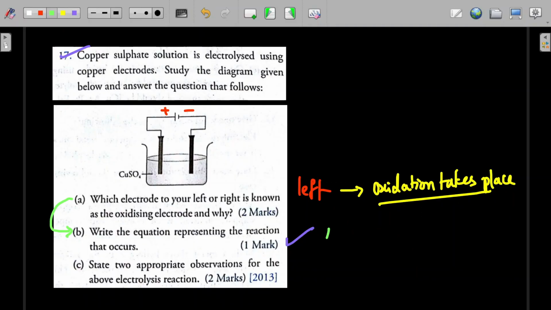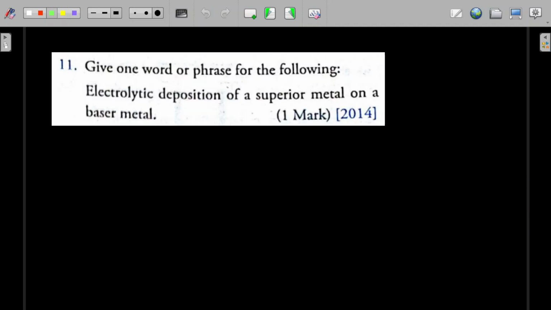If it is only for the anode, then we will write only copper loses two electrons to give copper 2 plus. But you know this is a simple equation, so write both. Mention anode and cathode and write both. State two appropriate observations. Again, same thing. Anode diminishes in mass and size. Cathode, pink metal deposits.